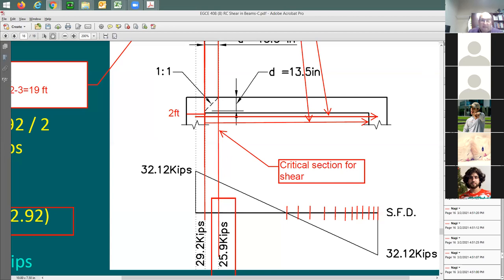Okay, one thing that I'd like to explain quickly here, which is about this slide set.